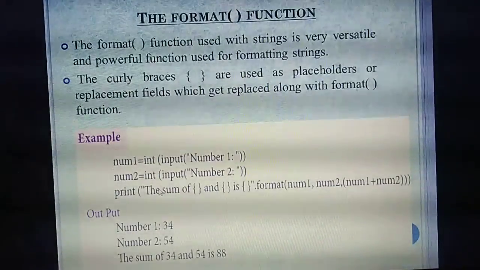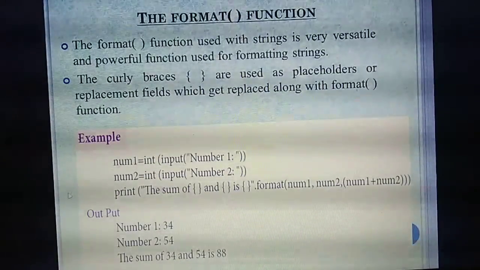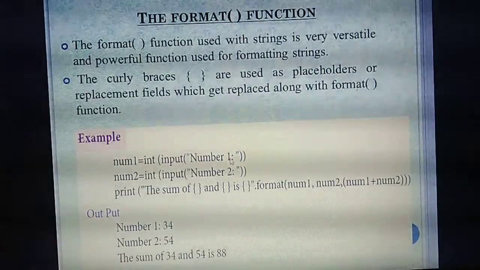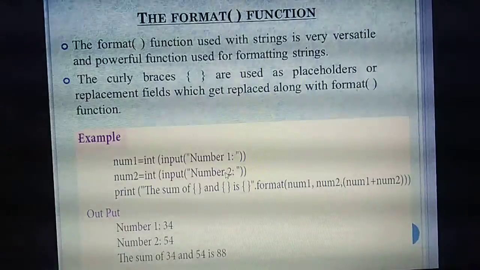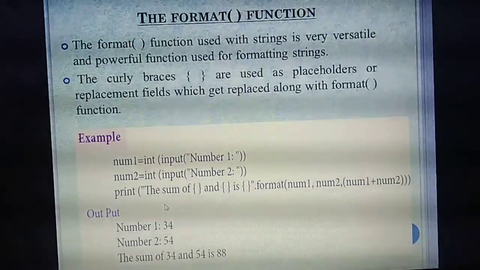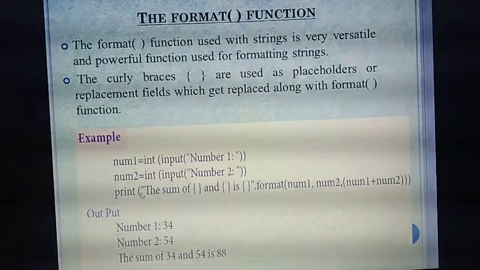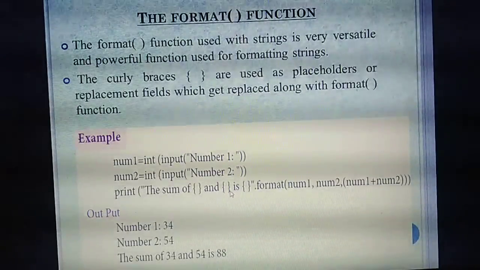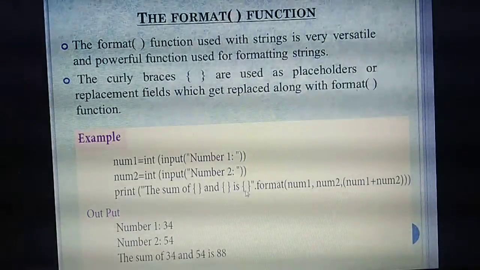Understand this program? You are going to add two numbers. For that, you declare two variables, num1 and num2. In the first variable you enter the first number, in the second variable you enter the second number. Then you use the format function. Inside the print statement, you give the sum of the two numbers, number 1 and number 2, and store the result in a third variable.